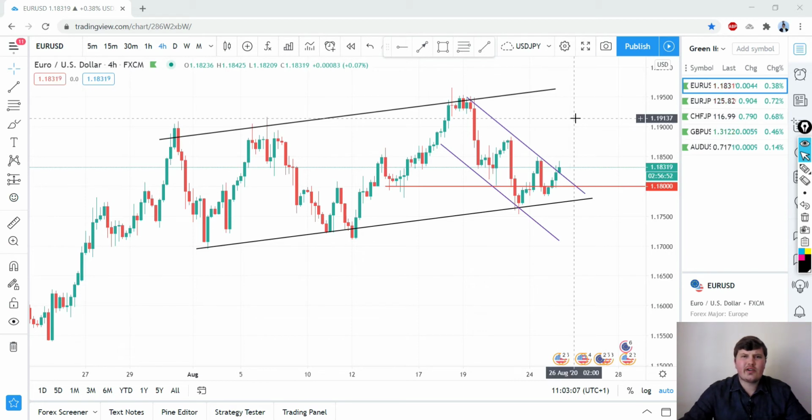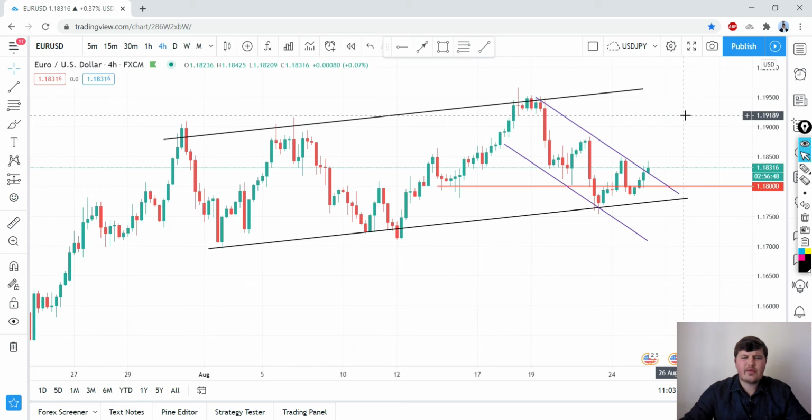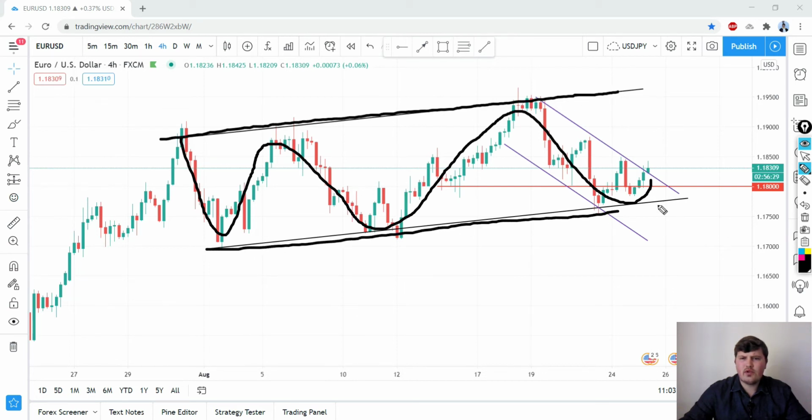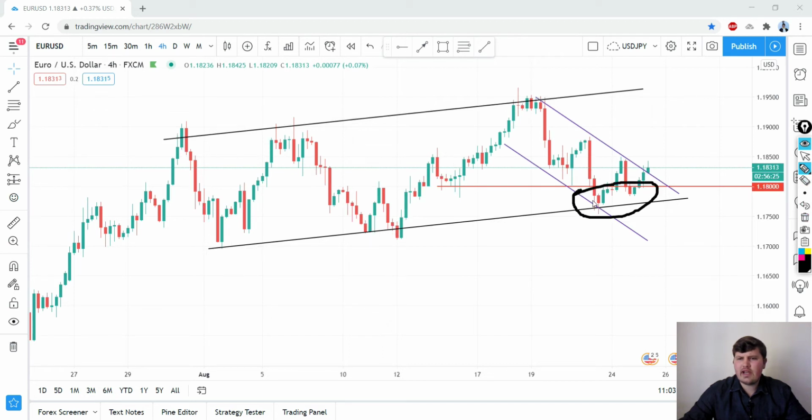So let's start with the EURJPY chart. This is the 4-hour time frame. Now the first thing to notice is that this EURJPY price is currently ranging in this bullish channel. So for the past few weeks it's been trading in this upwards bullish channel, and as you can see, price is currently reacting at the bottom of this channel.